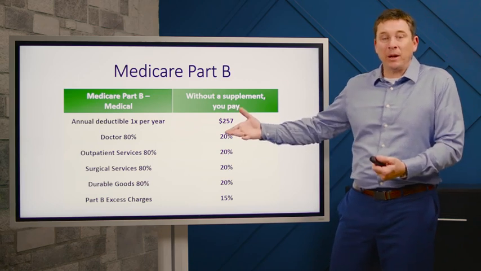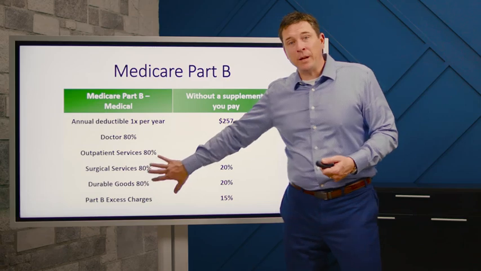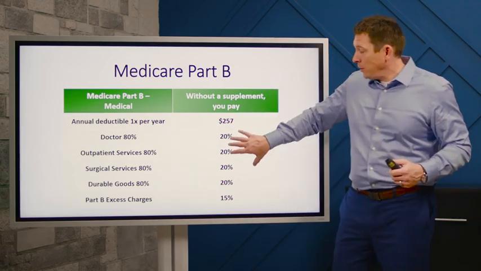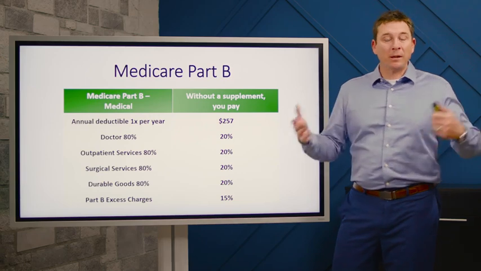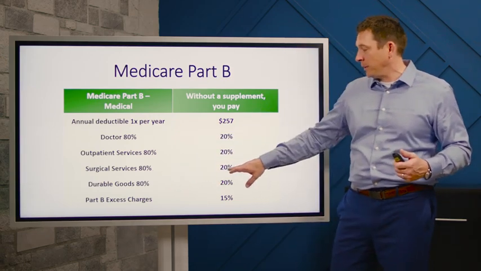You just pay it once a year. Once you've paid that $257, Medicare is going to kick in. They're paying 80%, you're paying 20%. So anytime you see a healthcare professional, you're paying 20%. Primary care doctor, specialist, emergency room, even your outpatient services, you're paying 20%.